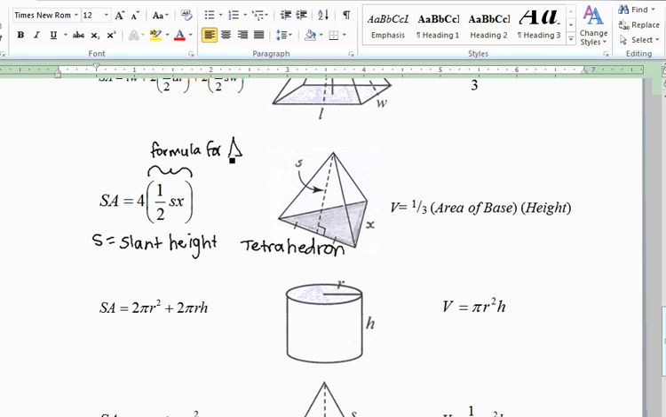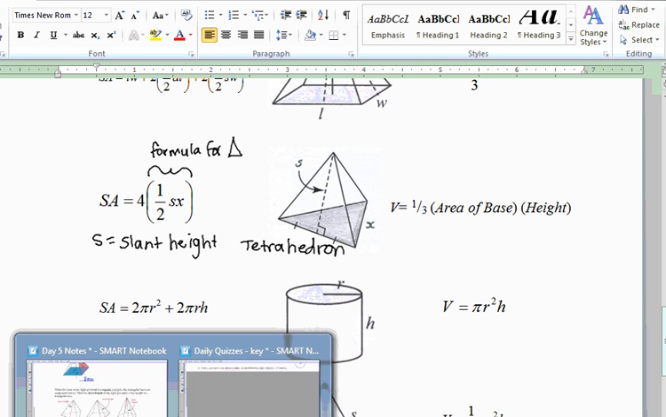And then there's 4 of them. There are 4 identical ones. So if we find the area of one of the triangles, we times it by 4. We have the surface area of the shape. Does that make sense now? Yeah? Okay? We're okay? So we're dealing with surface area today.